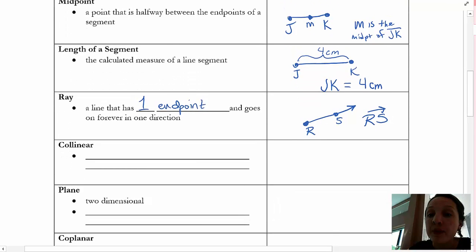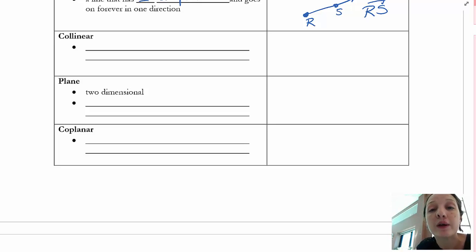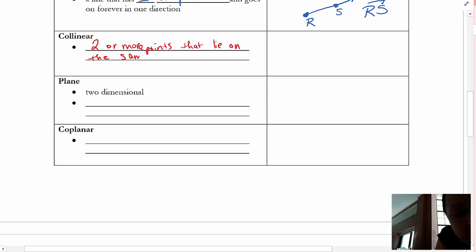So next I have the word collinear. Collinear. Co prefix, meaning often with. Collinear with lines. It's something that lies on the same line. So two things are collinear if they are on the same line. Two or more points that lie on the same line.